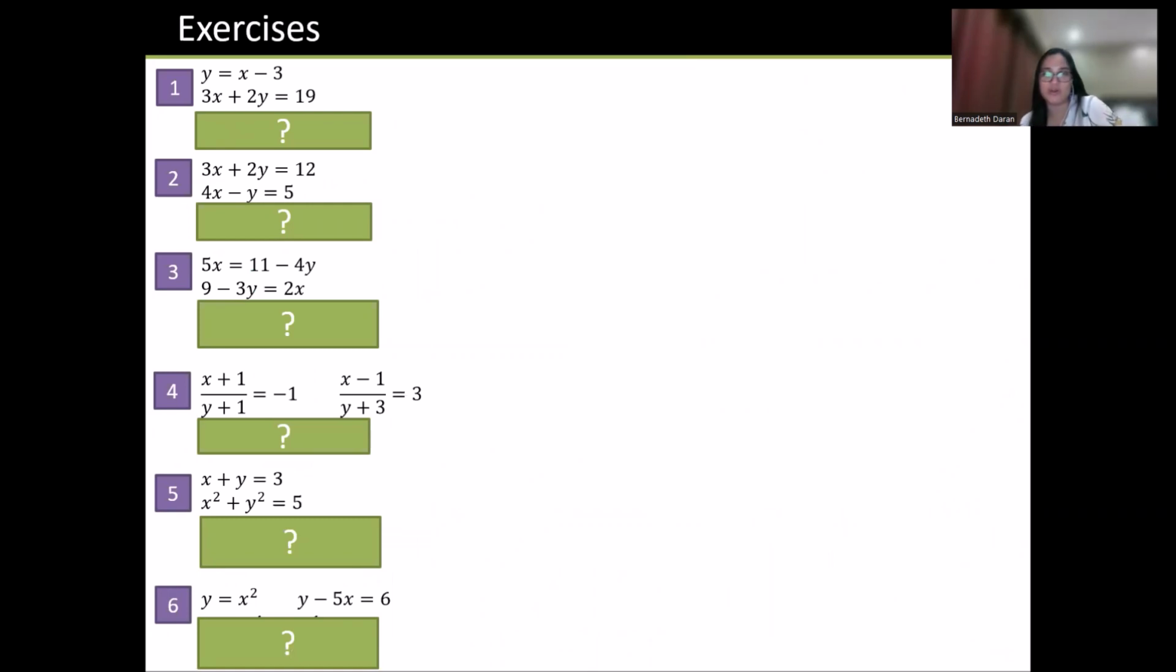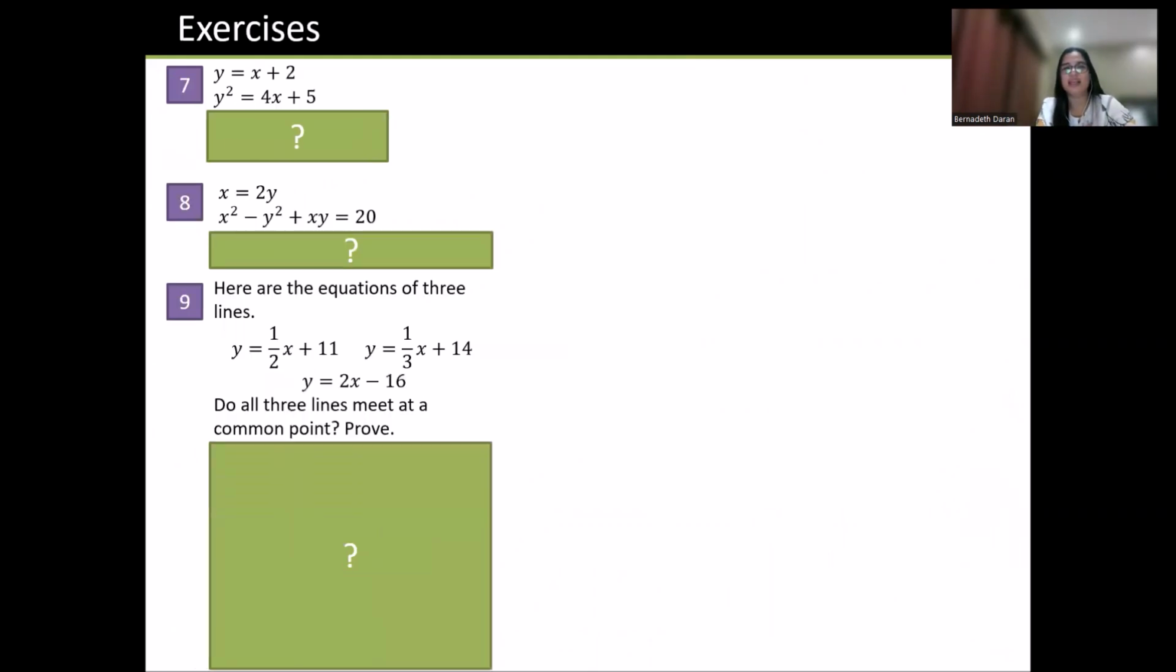So again, please do this, work on your own. Try to solve these simultaneous equations and submit that in our Google Classroom. And also this one. Submit that in our Google Classroom.